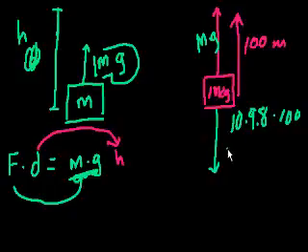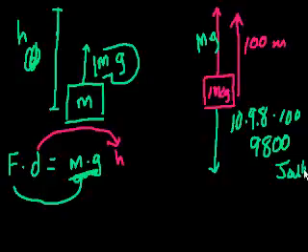So how much work was put into this elevator, or into this object? It doesn't have to be an elevator, by whatever force that was essentially pushing up on it or pulling up on it. And so let's see, this would be 98 times 100. So it's 9,800 Newton meters, or 9,800 joules. And after we've moved up 100 meters, notice there's no change in velocity.